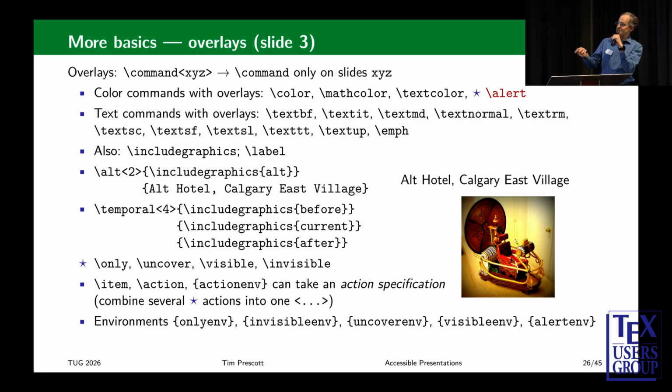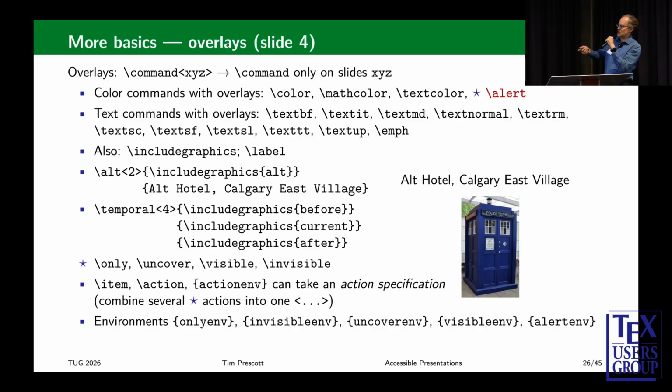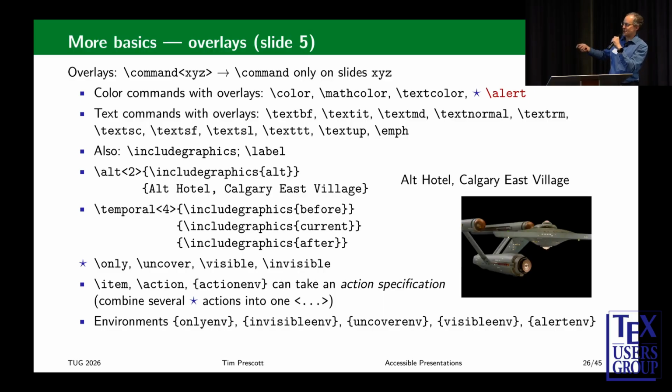Related to that is the temporal command that kind of takes things up a level, and we get a before, a current, and an after. So before slide 4, we have this image. This is H.G. Wells' Time Machine. When we go to slide 4, we get a current time machine, and then afterward we get a futuristic time machine.